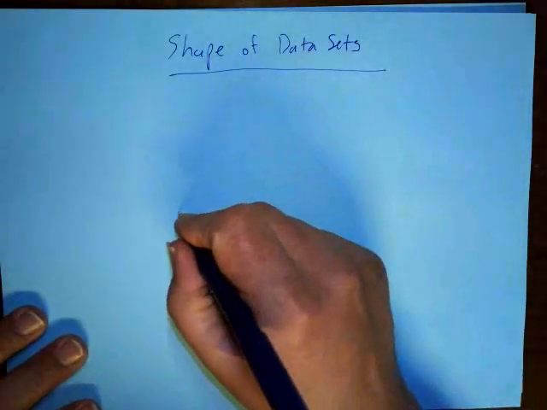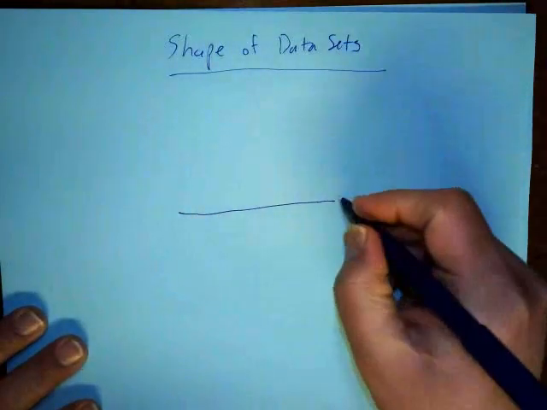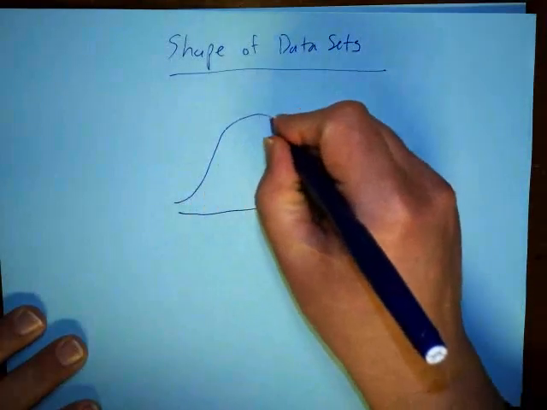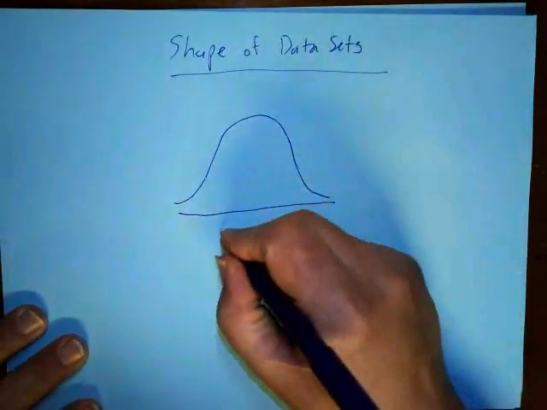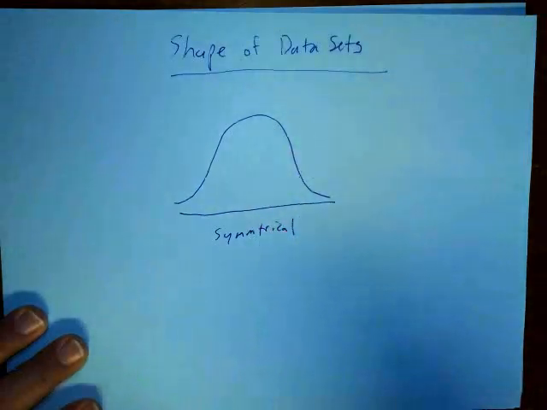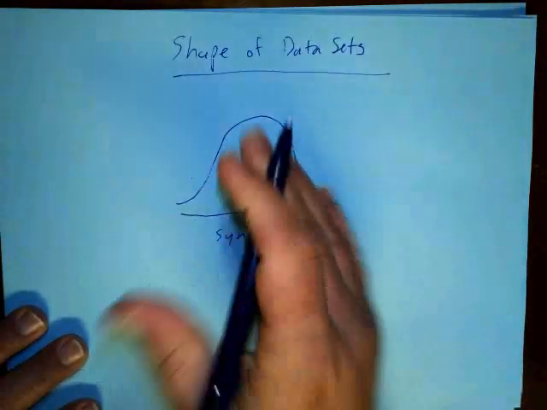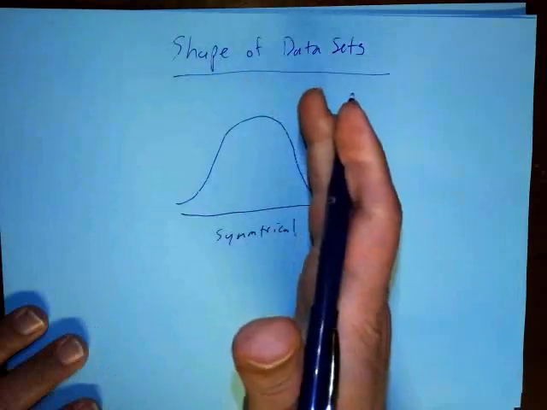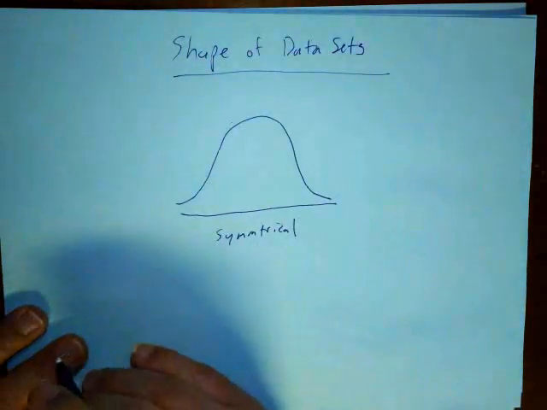But the 3 most important overall shapes: the first is a symmetrical data set. And this would be a data set that's roughly the same on both sides of the data set.